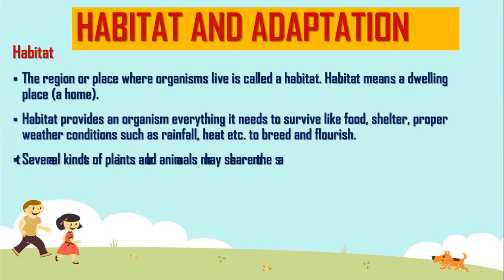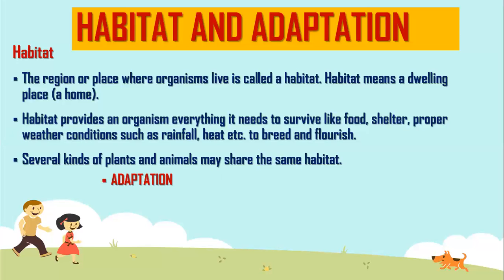Several kinds of plants and animals may share the same habitat also. Like right now I've given an example of fish and lotus. They are sharing the same habitat, that is, the aquatic habitat. Similarly, there are so many plants and animals that grow or live on land. They are called terrestrial habitat and they are sharing the same habitat.